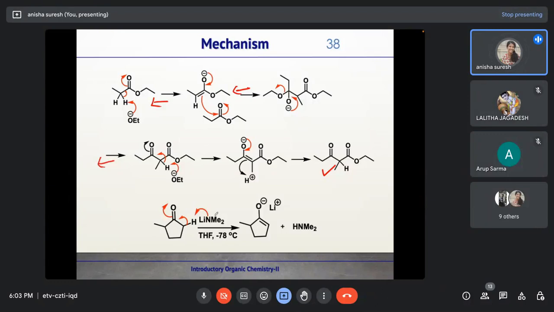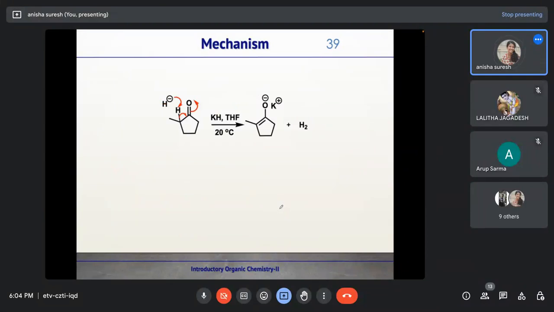Now in the second case, LiNMe2, it will be abstracting this proton that will be present on the less hindered side. It will give rise to this enolate, lithium enolate. So they were given in the option enolate will be formed in the other side. So that is wrong. So this is the correct product that will be formed here.